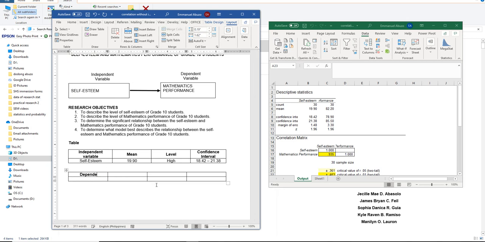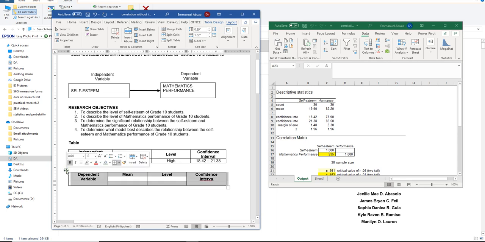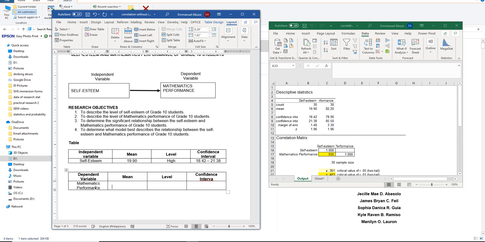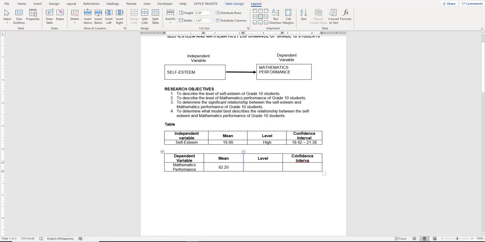So dependent variable, and then the mean, level, and the confidence interval. Let's make this one. Alignment must be at the center. And then we have mathematics performance. The mean is 82.20.